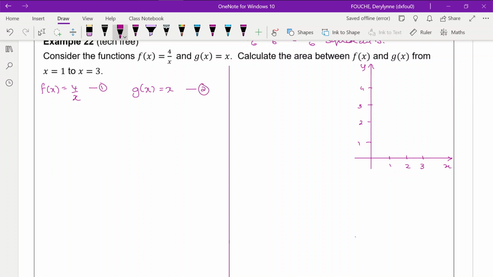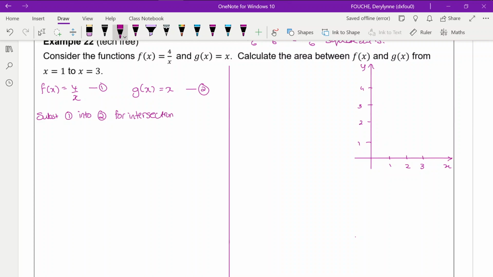Now, in order to find my limits of integration, they have said to me from 1 to 3, but I have got no idea what's happening in between 1 and 3, and whether these graphs actually cross each other somewhere in the middle. So my first thing I need to do is to find out where these graphs intersect and figure out whether something happens between x equals 1 and x equals 3. So we're going to substitute 1 into 2 for our intersection.